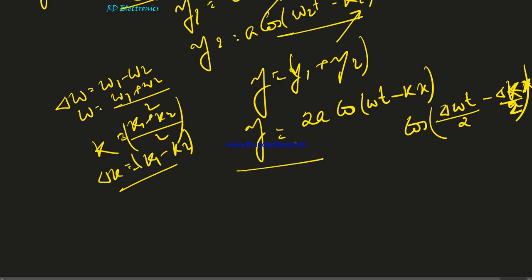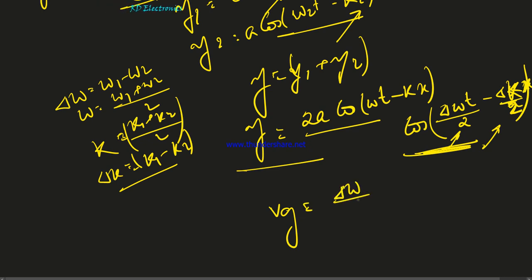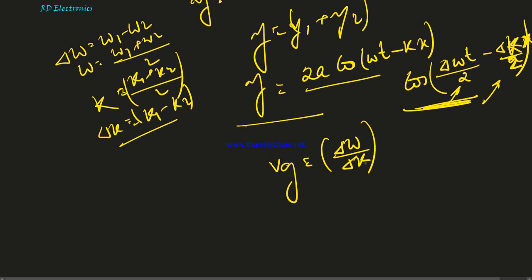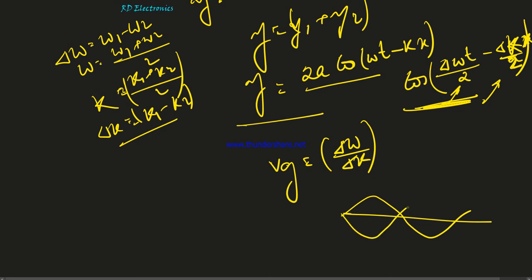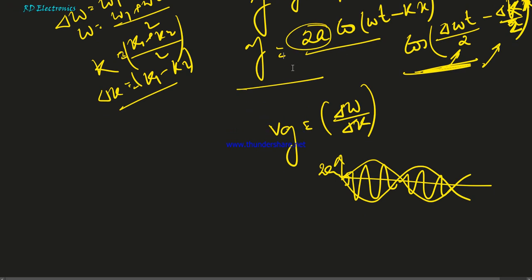Now in the group velocity we see there are two terms: one is 2a cos(ωt) and another is cos of Δω. For this second wave, the frequency is Δω/2 and the propagation constant is Δk/2, and therefore the velocity is ∂ω/∂k, the change of frequency by the change of propagation constant. So the modulated wave looks like this, a group of waves, and the amplitude is 2a, the intensity of the amplitude of this waveform.